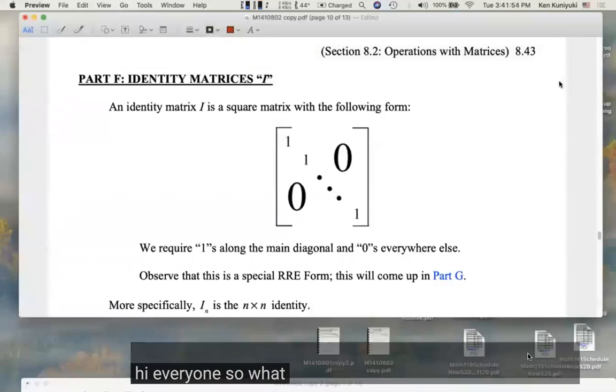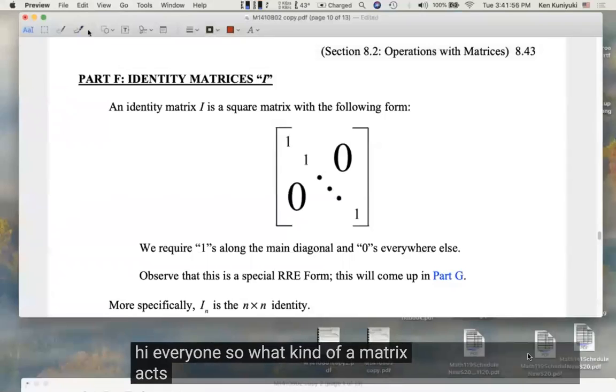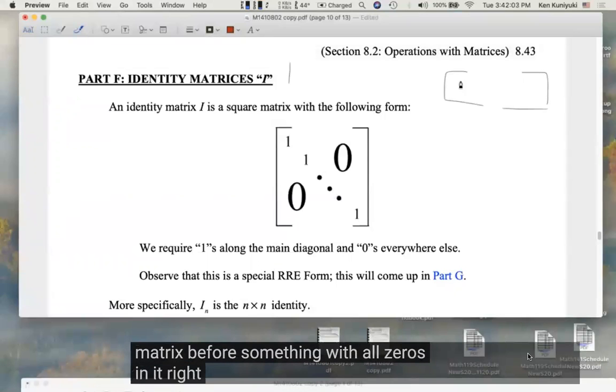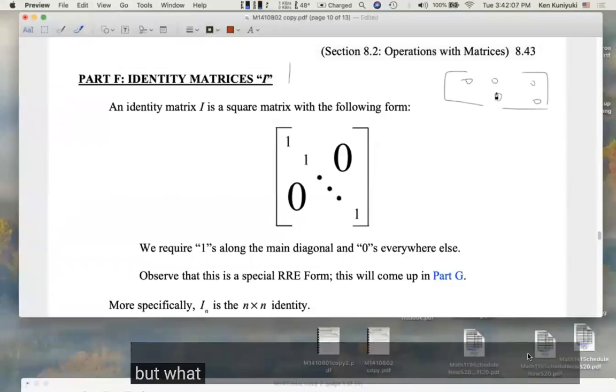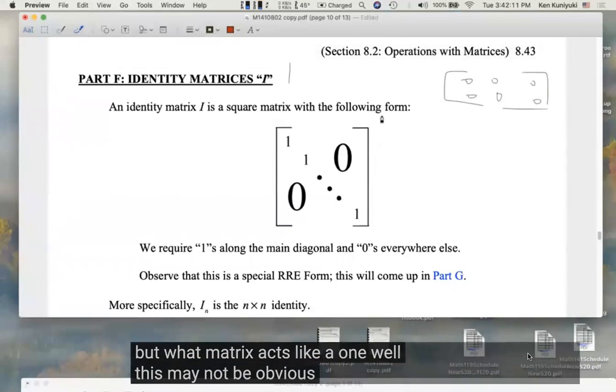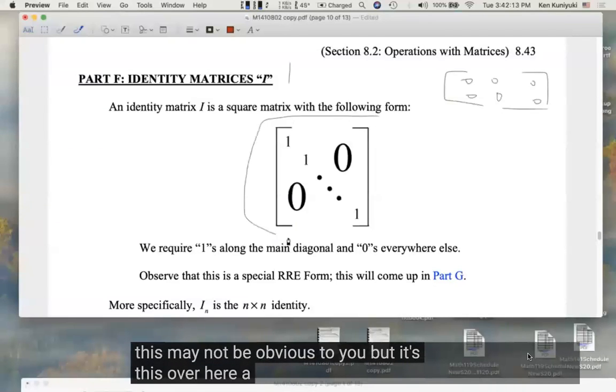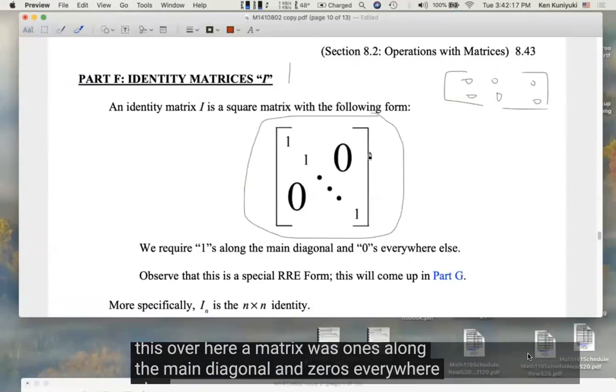Hi, everyone. So what kind of a matrix acts like 1? Well, we talked about a zero matrix before, something with all zeros in it, right? But what matrix acts like a 1? Well, this may not be obvious to you, but it's this over here. A matrix with 1s along the main diagonal and 0s everywhere else.